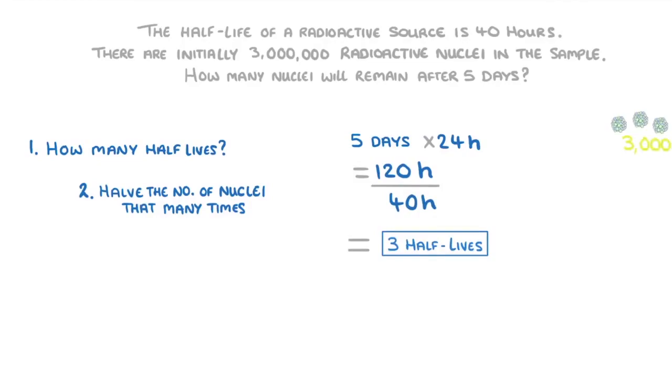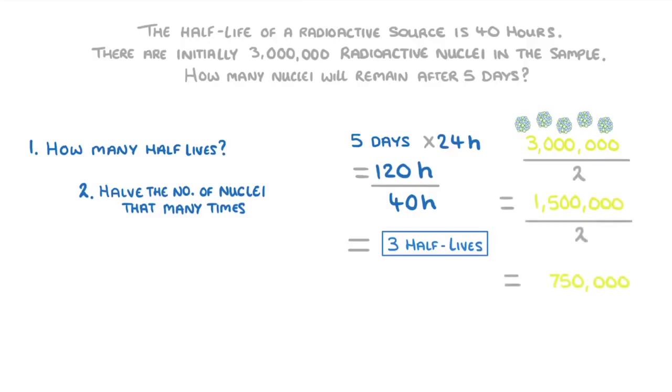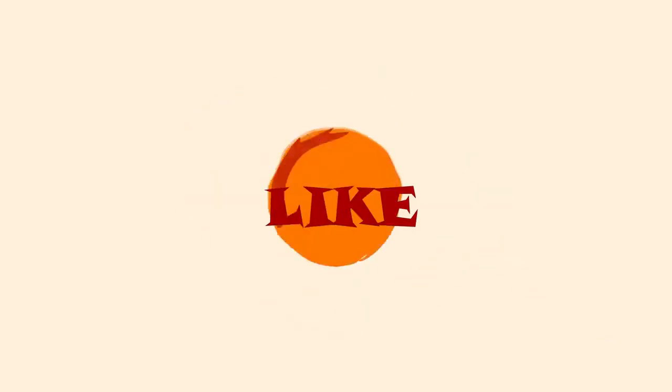So then we just take our 3 million radioactive nuclei and half them 3 times to get 1.5 million, 750,000, and finally 375,000, which would be our final answer.